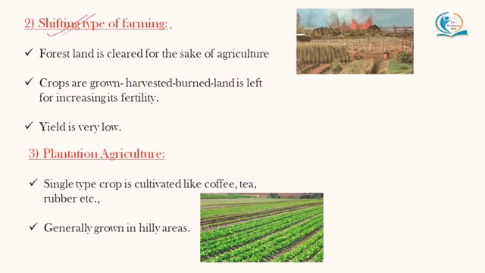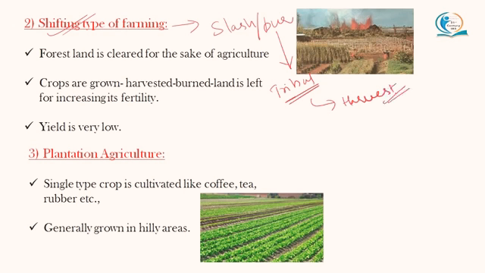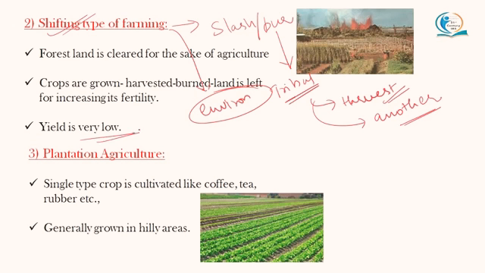Shifting type of agriculture. This type of agriculture is also called slash and burn agriculture, where a group of tribals cultivate one piece of land. After that, they harvest the land and leave the straw by burning it. Soon they migrate to another piece of land and allow the older land to improve its fertility. This type of agriculture is causing huge damage to the environment. So the obvious output of this type of agriculture is also very low.